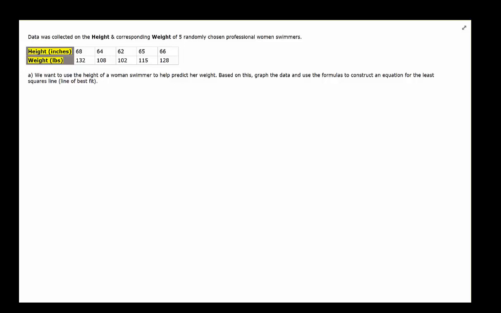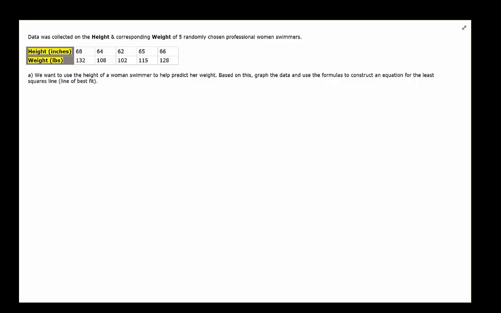Data was collected on the height and corresponding weight of 5 randomly chosen professional women swimmers. Just glancing at the chart, it appears that the taller the woman swimmer is, the heavier they are. So that makes sense based on our experience. I do think that there probably is a relationship between height and weight. We'll be able to measure that statistically later to see how significant that relationship is.